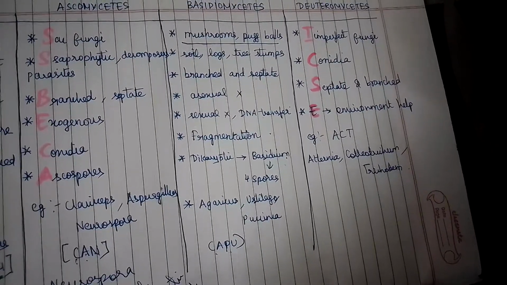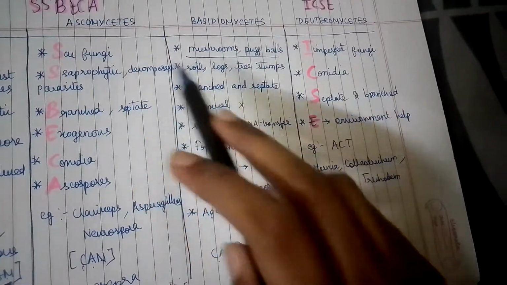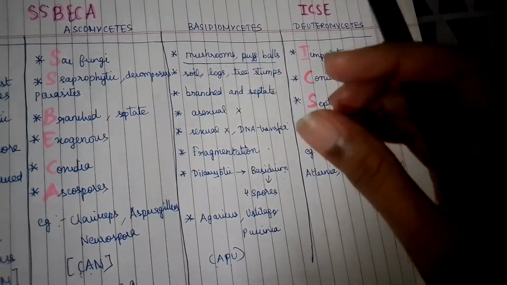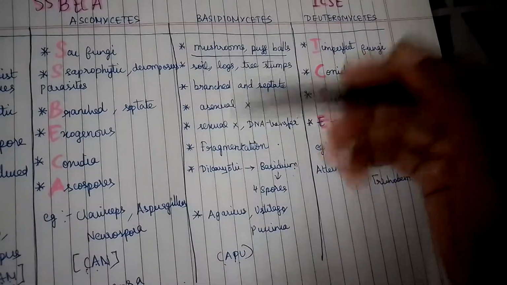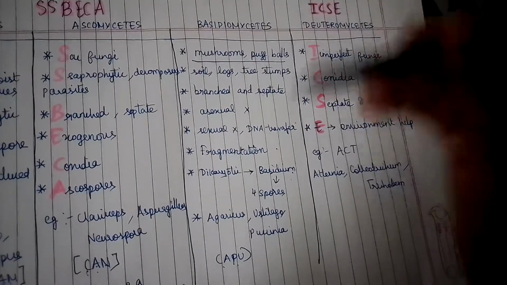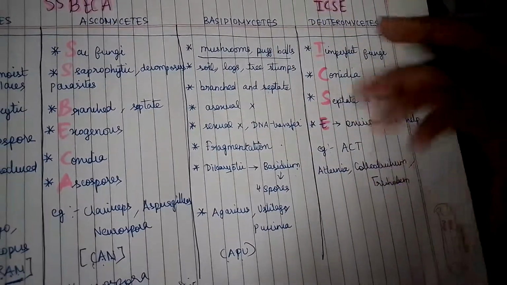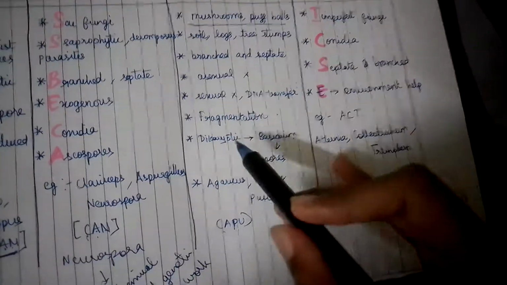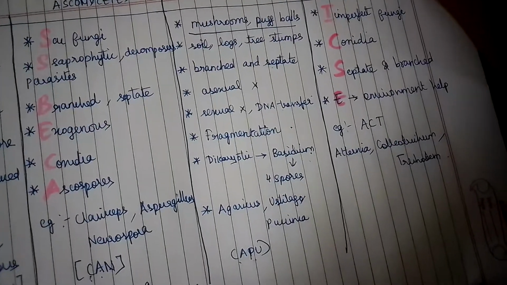And if you see the mycelium here, it is branched and septate, same as ascomycetes. The asexual spores are not found. Even sexual reproduction will not take place exactly, but the DNA transfer would be there. And vegetative reproduction is seen, especially fragmentation. It is common. And the resultant structure would be dikaryotic.